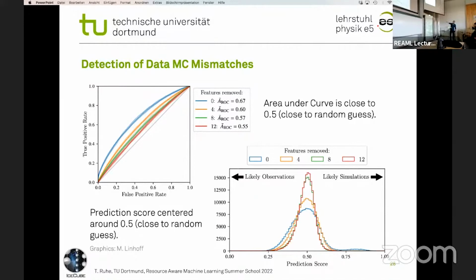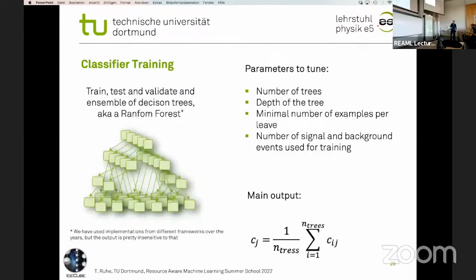And also the prediction score, if this was a classification task that one might try to achieve, is already pretty bad, right? But you can see that it can get even worse. Again, the color coding is the same. If we exclude 12 of these features, then this is well centered around 0.5. If 0 features are removed, then there's a bunch of events that end up here, which would be actually pretty well classified. Okay, now we go to the classifier training. This is where we use random forests. In our project here in the CRC, others use boosted decision trees, which is fine, right?